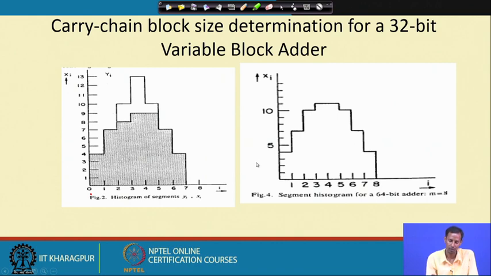Then this is one histogram of how this basically changes. This is the carry chain block size determination for a 32 bit variable block adder, that is, how we can define these k values. Okay. For that we have to do some linear programming, to decide the size of k so that I can get the delay value as low as possible for the variable block adder.